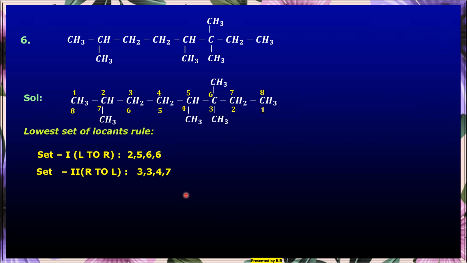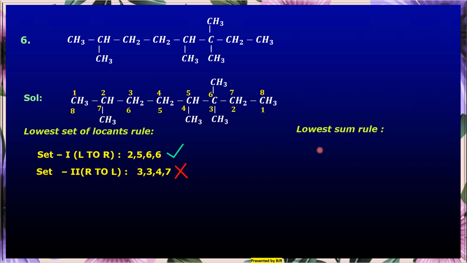Now we have to compare these two locant sets term by term. At the first point of difference, 2 is less than 3, so you need not compare the remaining terms. When at the first point of difference 2 is less than 3, then set 1, that is numbering from left to right, is correct. This is wrong.